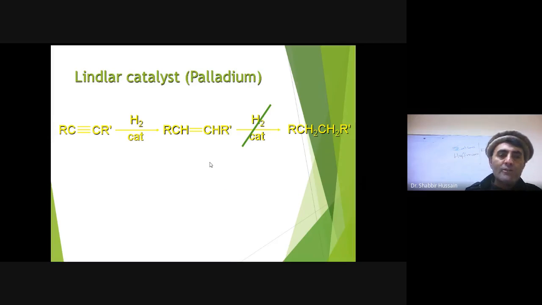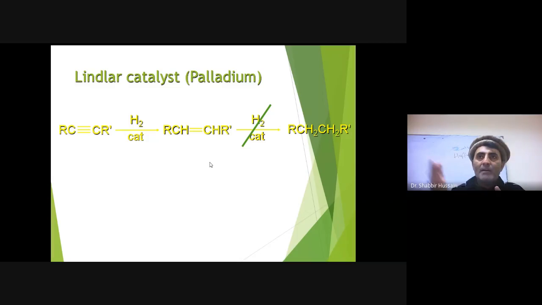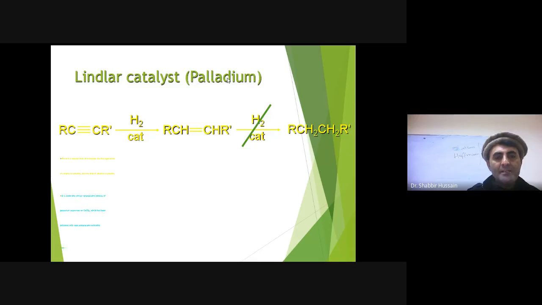For this purpose, we are using Lindlar catalyst, which is palladium on charcoal. We are using palladium on charcoal, or sometimes quinoline, or sometimes palladium on BaSO4. In this stage, we are using palladium on charcoal in quinoline. So when alkyne is treated with hydrogen over palladium on charcoal, it converts into alkene, but this alkene cannot convert into alkane by using palladium on charcoal. So this is called controlled reduction, right?